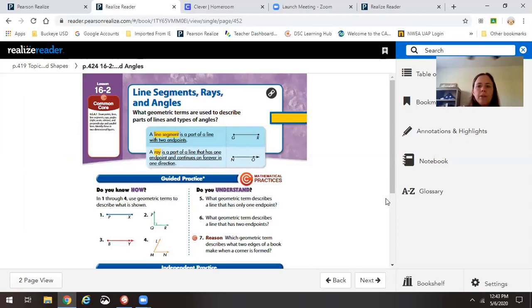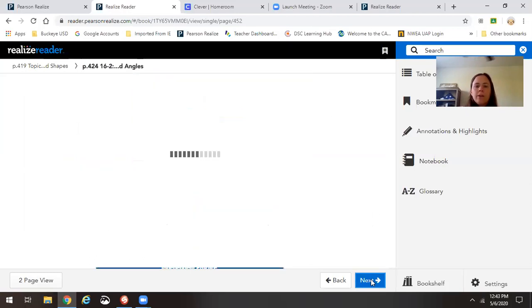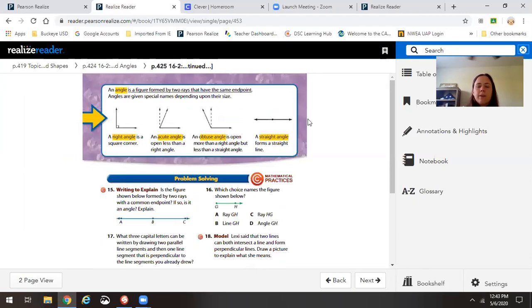And then over here on the next page, these are my favorite parts, angles. An angle is a figure formed by two rays that have the same endpoint. So here we have a right angle, and it's a square corner. It has that little box right there, just like when we were looking at perpendicular lines. And I always tell the kids, if you have your hand like this, this is the right angle.